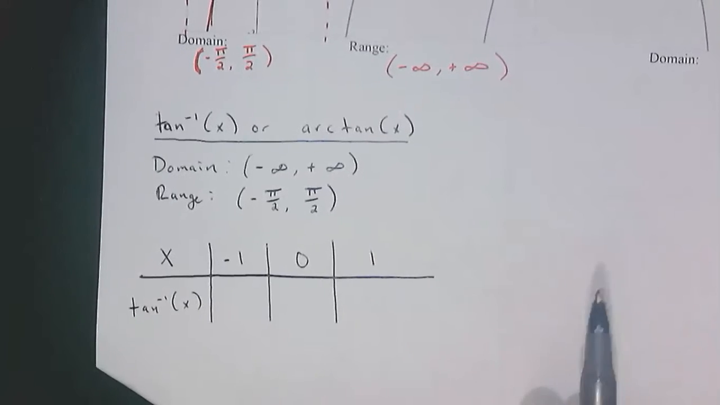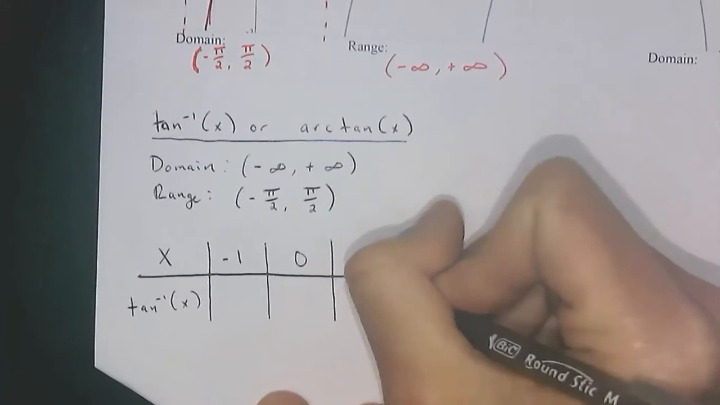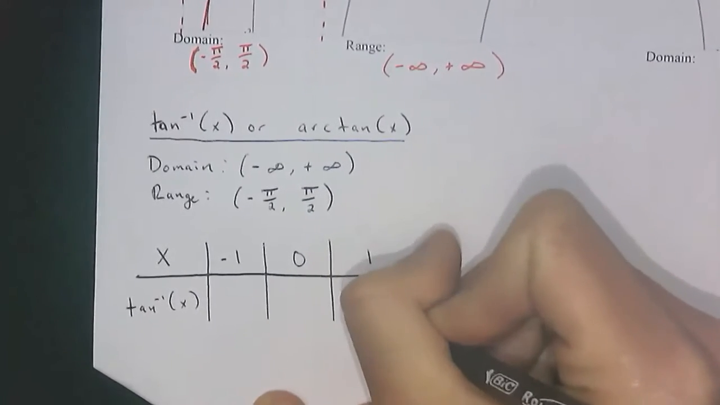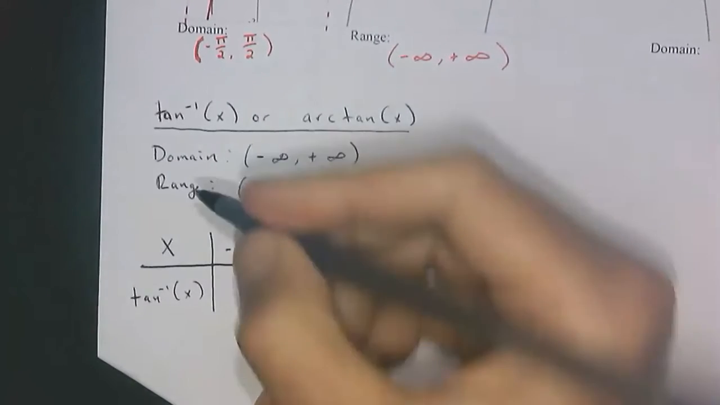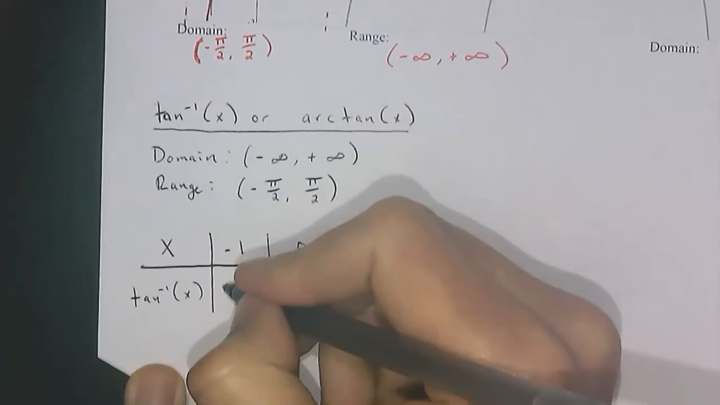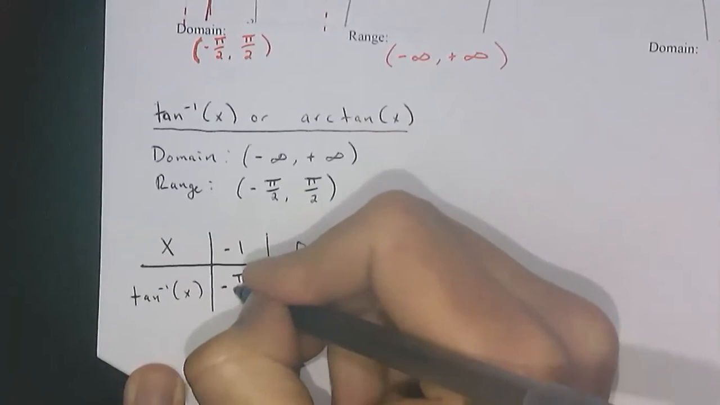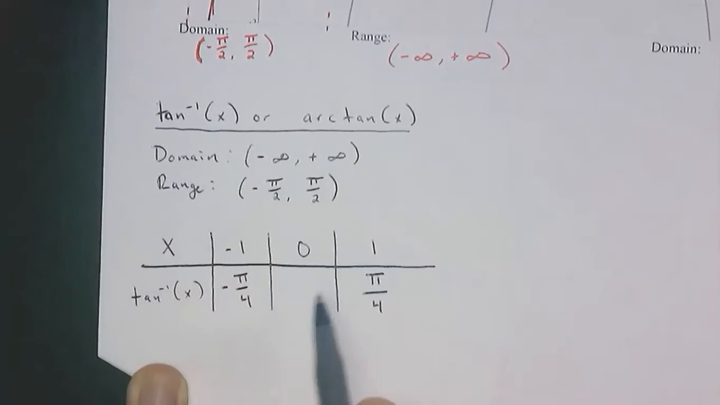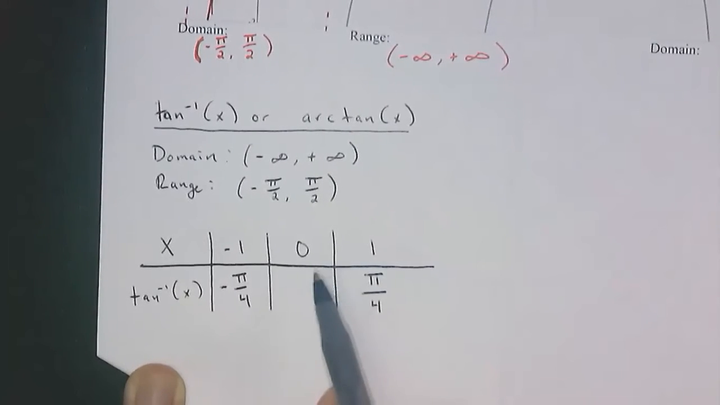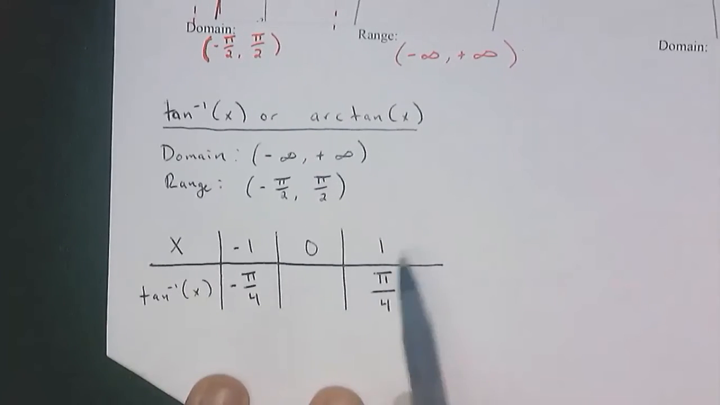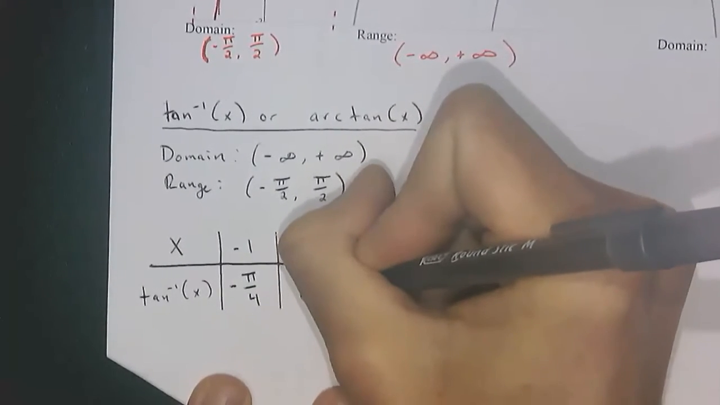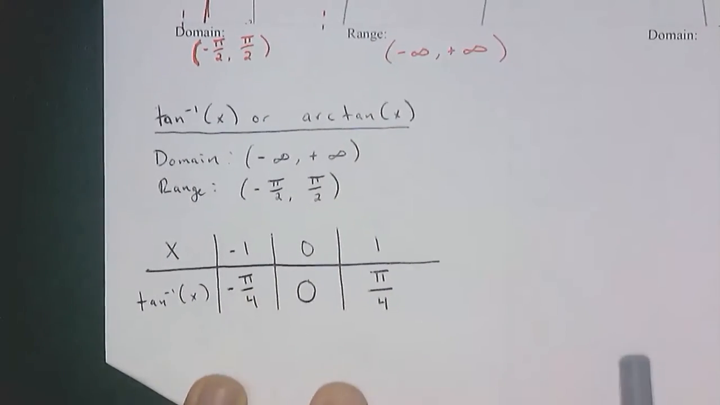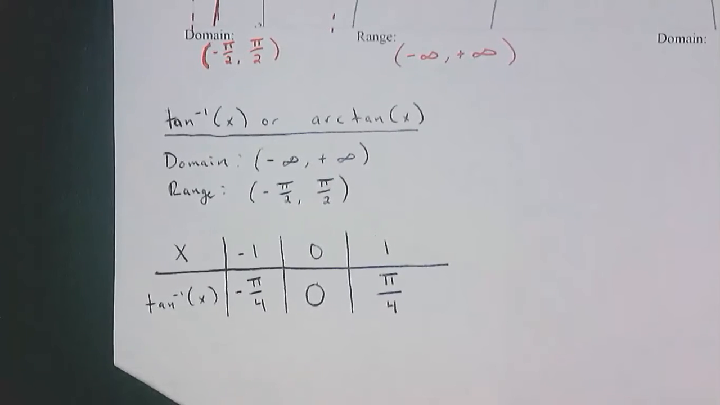Pi over 4, it's a 45-degree angle. That's when the legs of that right triangle are the same. For -1, it should be a -45-degree angle, or negative pi over 4. And then for 0, where do we get a tangent of 0? Should be at 0. So now we're armed with a little more detail. I'll try to build this out.